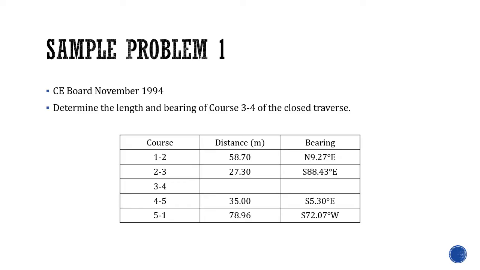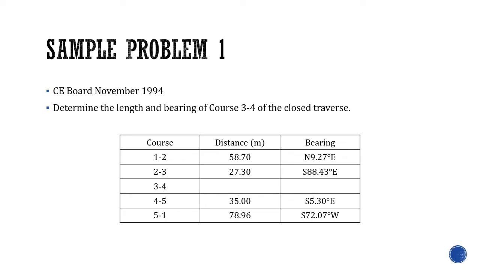So this is from CE Board Exam November 1994. Okay, so determine the length and bearing of course 3-4 of the closed traverse. Okay, so yan, sabi dito, this is a closed traverse. Okay, so kung titignan mo yung set of data, makikita mo that meron kang unknown distance or length. Tapos, given ka rin ng bearing, no? Tapos unknown yung isang bearing. Okay, so isang distance, isang bearing, yun yung kailangan nating hanapin.